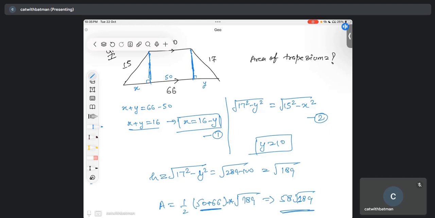Any doubt? Any question in this? You have one equation, x equals 16 minus y. You have this second equation, root of 17 square minus y square equals root of 15 square minus x square. So just replace this x with this value and solve this equation and you will get y equals 10.